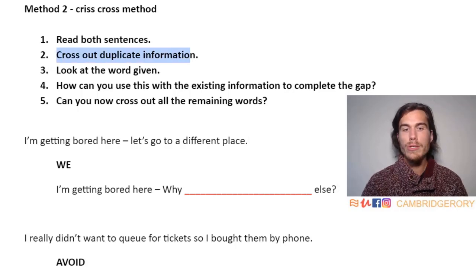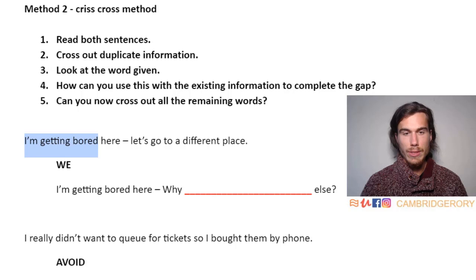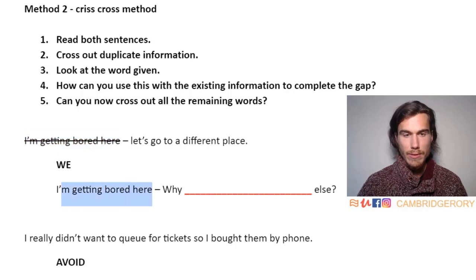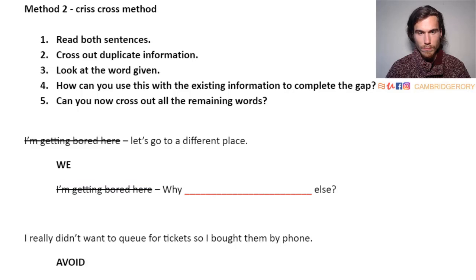Step 2, cross out duplicate information. Okay, let's do this from both. That's important. I'm getting bored here is in this part, and it's also in this part, so that is duplicate information. Let's cross them both out. So, now we have let's go to a different place, and why else, and the word we.